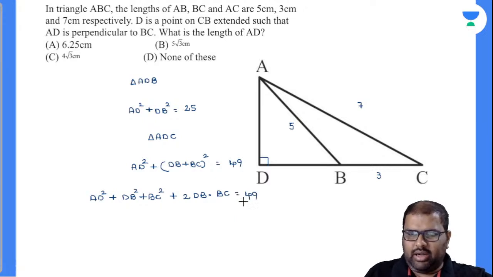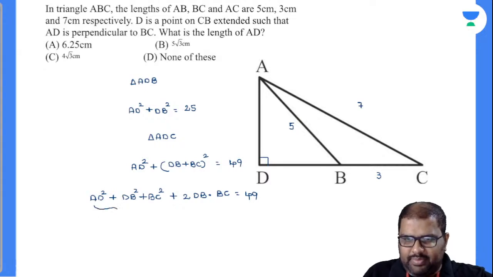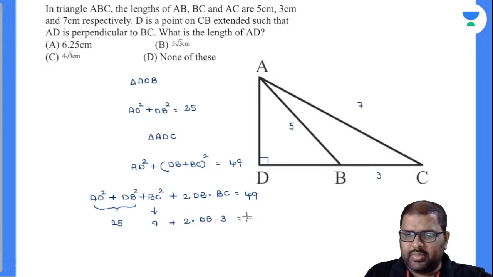So I'll write it like this. In the place of AD square plus DB square, I'll write 25. Now BC square value can be written as 9, plus 2 into DB into BC, where BC value is 3. So finally I'll write 2 into DB into 3 is equal to 49.